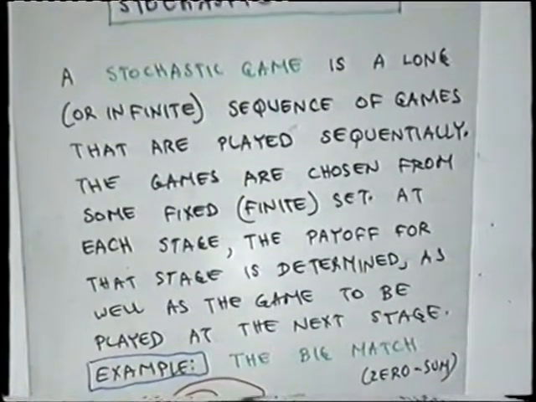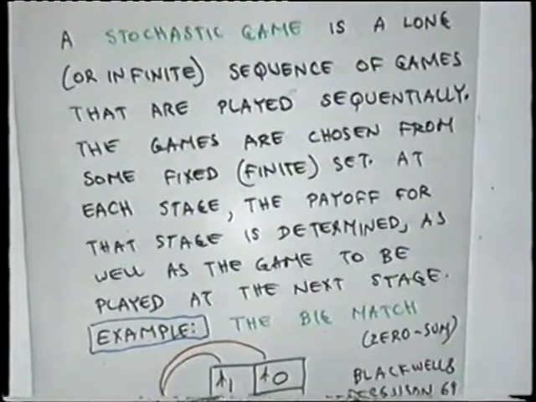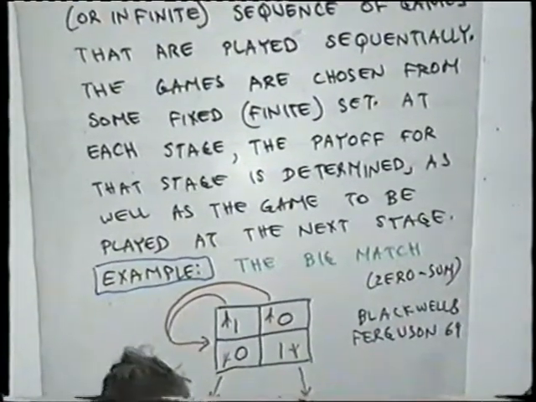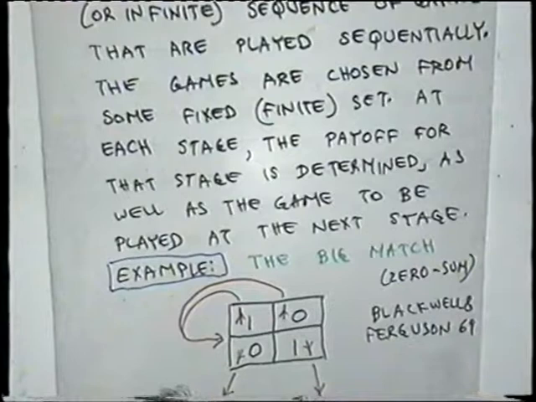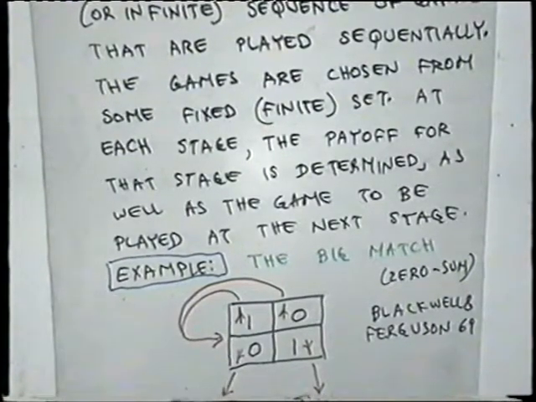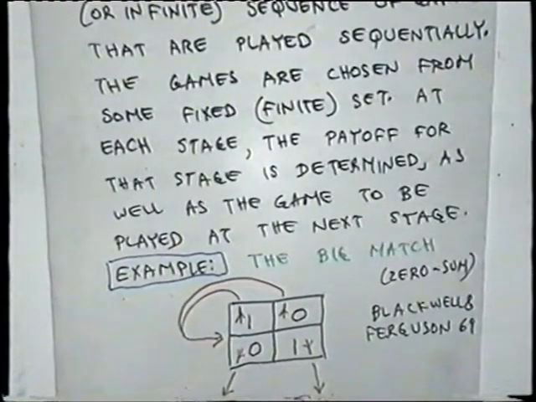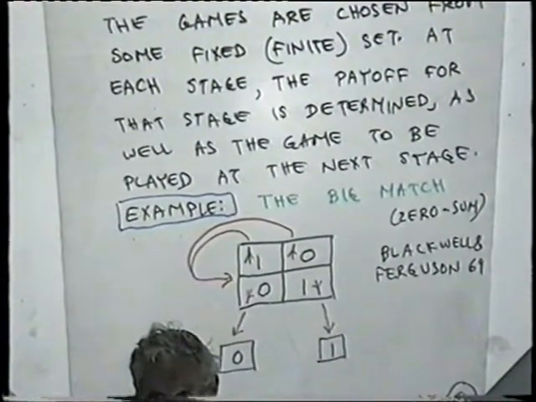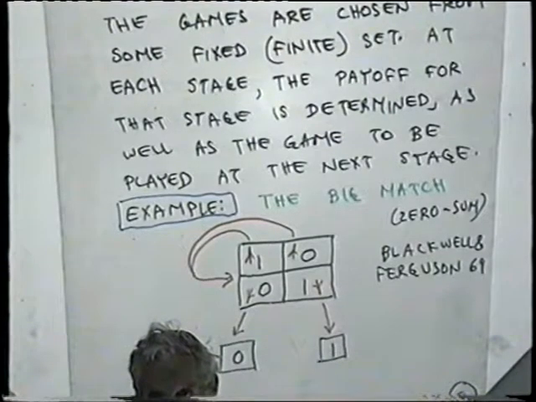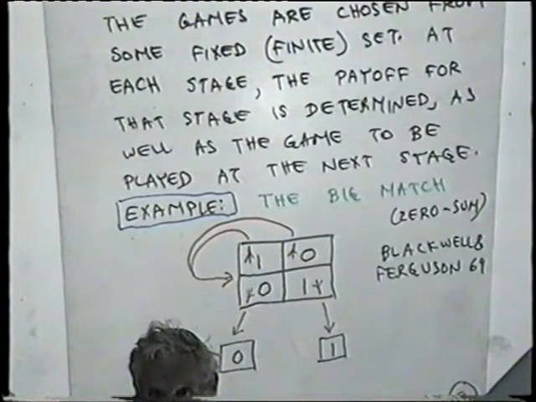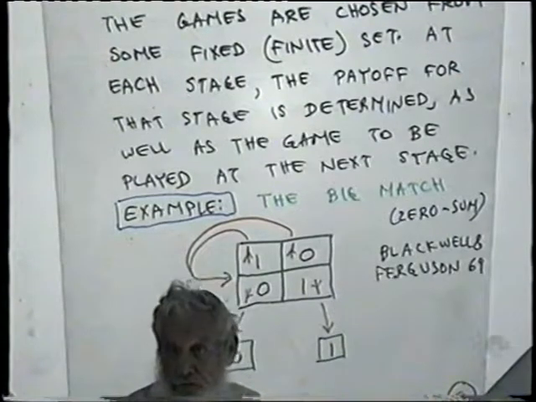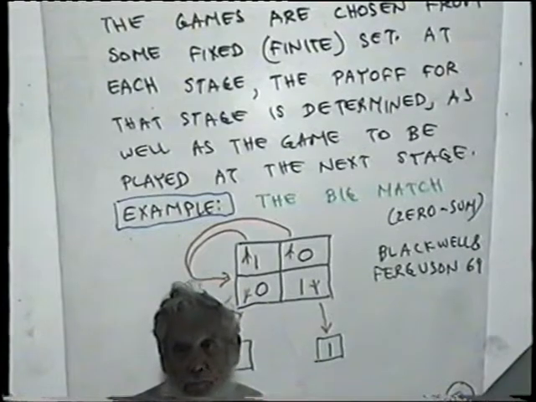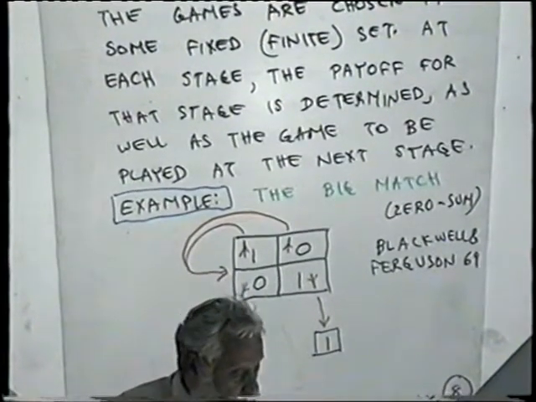And then you average all the payoffs. Okay, a very famous example due to Blackwell and Ferguson in 1969, that's David Blackwell, a famous mathematician, mathematical statistician, is called the big match. Here we have a situation where the row player has to pick either the top or the bottom row. If he picks the top row, he gets the payoff that's written there, 1 or 0. It's a zero-sum game, so the other one gets paid minus that amount, so minus 1 or 0.